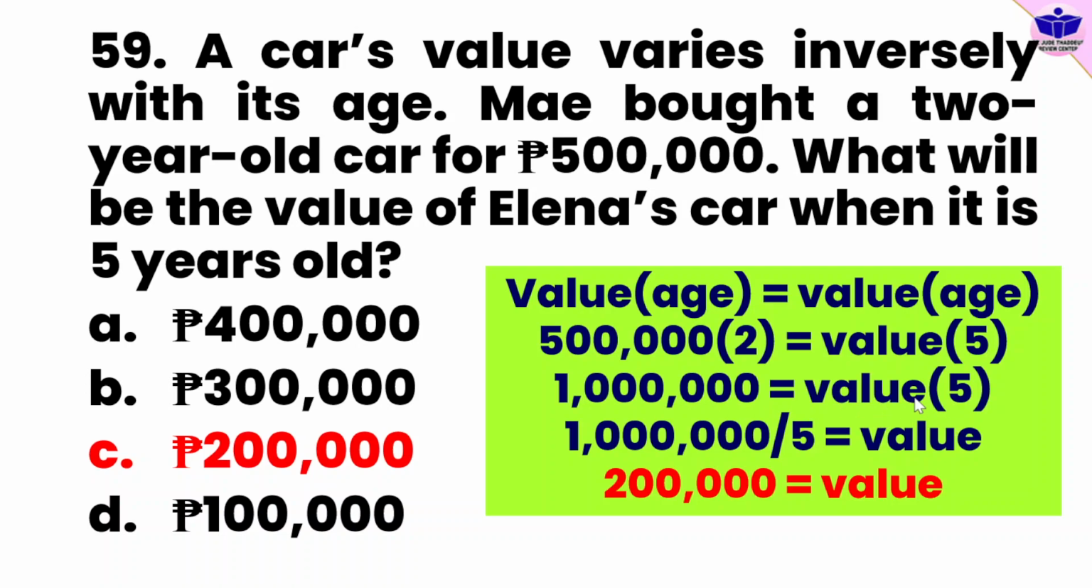So in order to isolate value, para maiwan lang si value, we divide both sides by 5. So this side divided by 5 and this side divided by 5. So 1 million divided by 5 is 200,000. Value times 5 divided by 5 is just the value. So that's why the answer is 200,000. Well, either way, makukuha pa rin natin yung sagot.